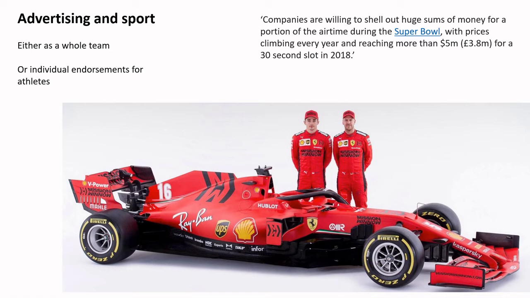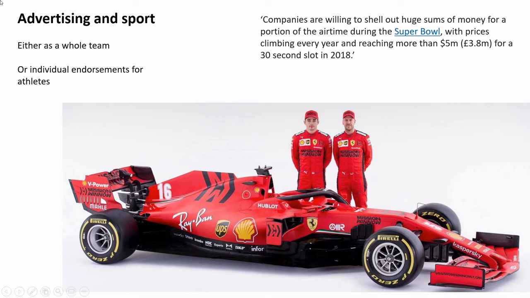The most common, or the most expensive, piece of airtime on TV for sport is actually the Super Bowl. If you think, a 30-second advert in 2018 cost £3.8 million to air during half-time of the Super Bowl, which is just absolutely insane. But if you think about how many people watch the Super Bowl, actually probably worth it.